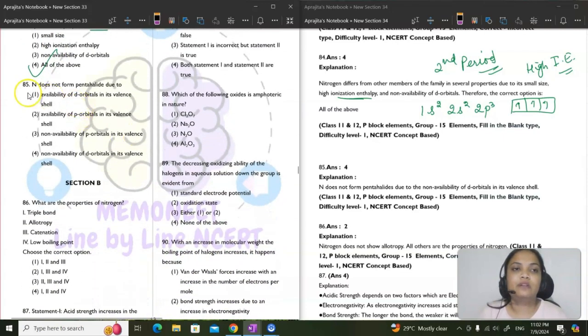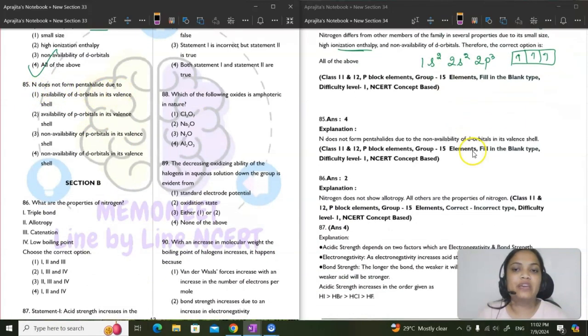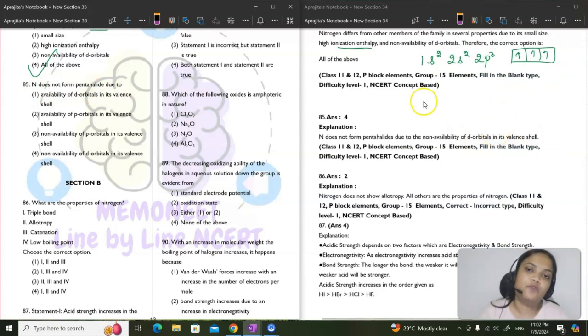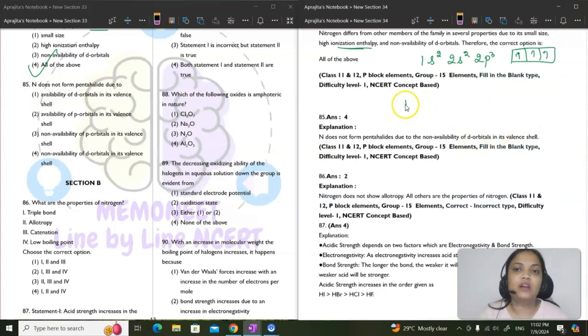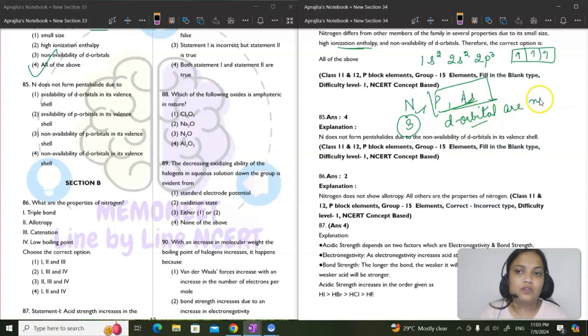Next is question number 85. Nitrogen does not form pentahalides. Now again the same thing. Now phosphorus can form pentahalides. Okay, nitrogen, phosphorus, arsenic, although their valency is 3, but these elements, phosphorus, arsenic and others, they can form pentahalide. But nitrogen cannot. Why? Because there is no d orbital. Okay, d orbitals are not available.